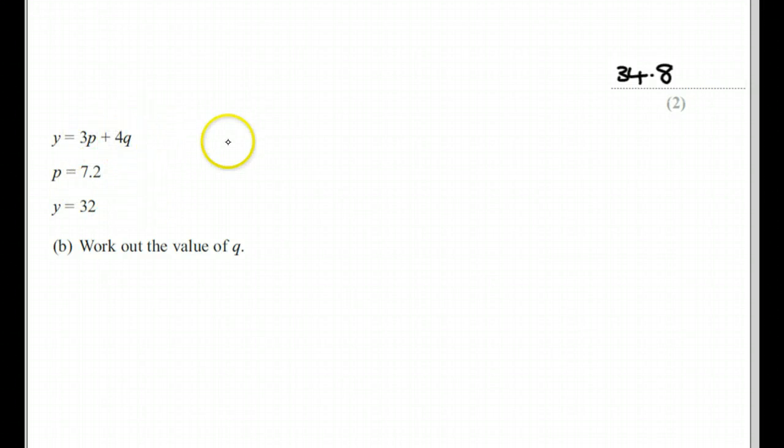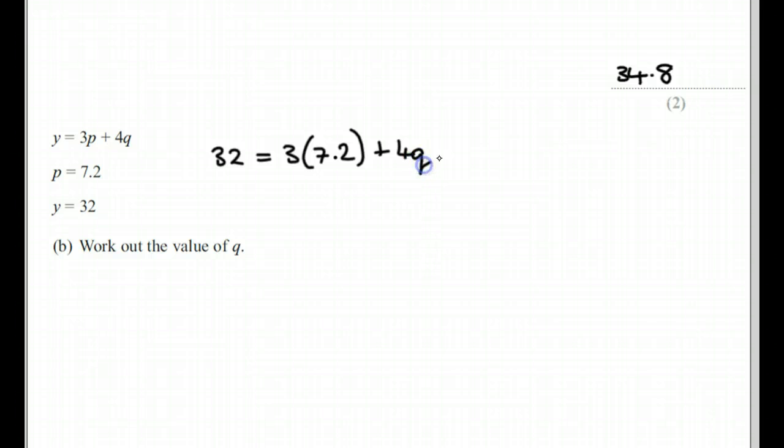This question here is the same formula, but this time it tells you that y is 32, p is 7.2, and we don't know what q is, and we want to work it out. So the first thing we've got to do is work out what 3 times 7.2 is. So putting that into your calculator, we discover that 3 times 7.2 is 21.6.